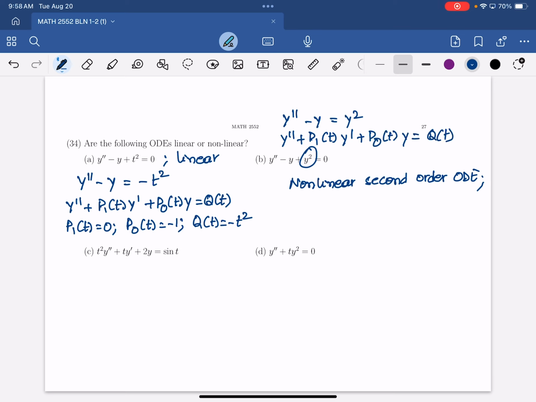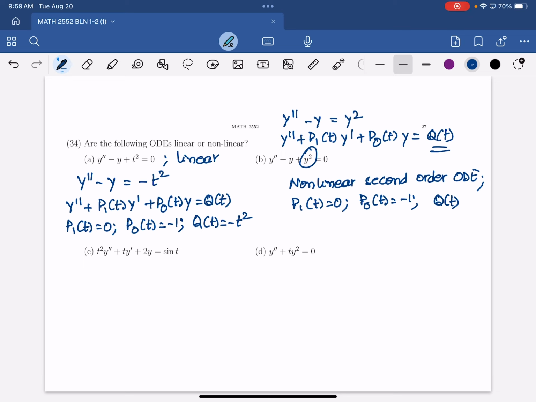You can see that p1 of t is going to be 0 and p naught of t is going to be negative 1. The coefficient of y double prime is 1. But q of t is y. Q of t means you are expecting the function to be a pure function of t and not y, but on the right hand side you have y squared. That's why it's not linear, it's non-linear.